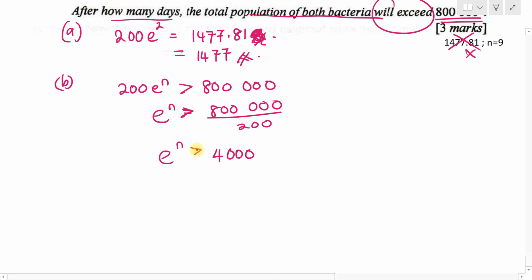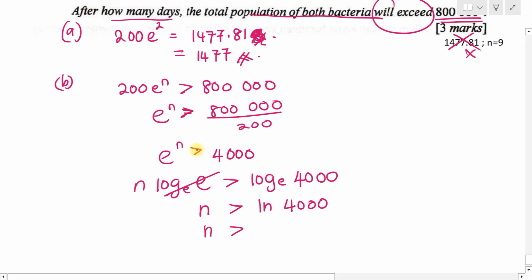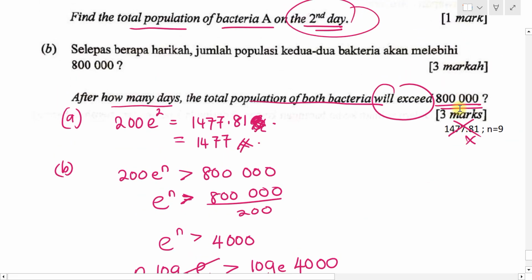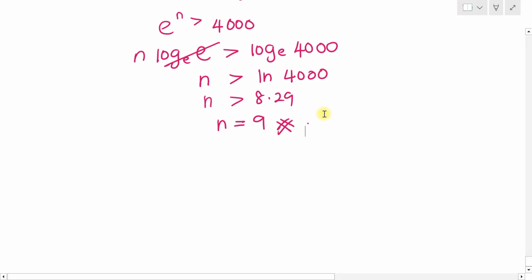Okay, and then you cannot solve this, you need to put the log e. Log e, then it's easier for us to cancel it. Okay, so log e can cancel, so n must be greater than, log e is ln 4,000. So n must be greater than 8.29. So n should be equal to 9. Greater means choose the more than 8. So 9. Okay, the answer given is correct. Okay, quite easy. Next, 17 part A.